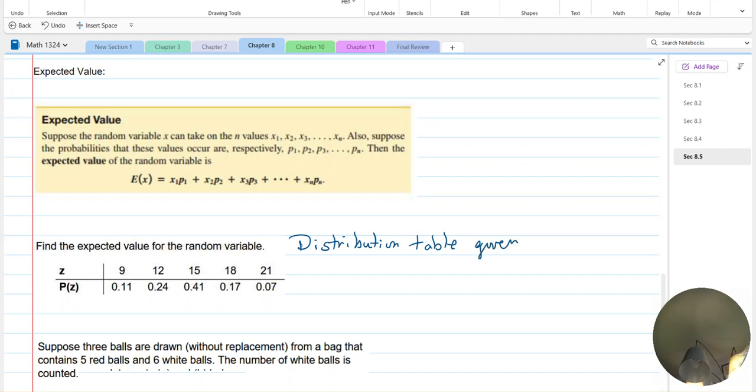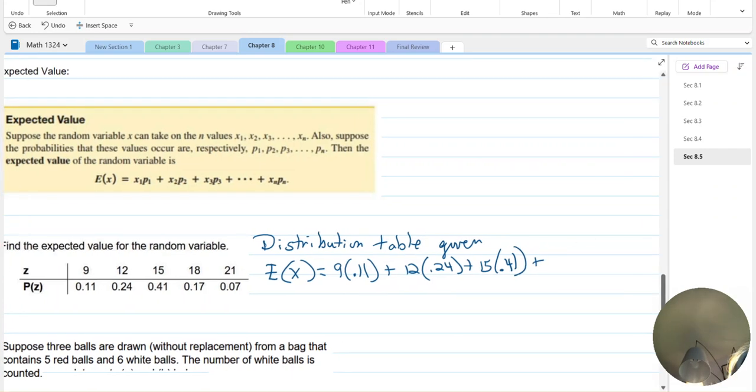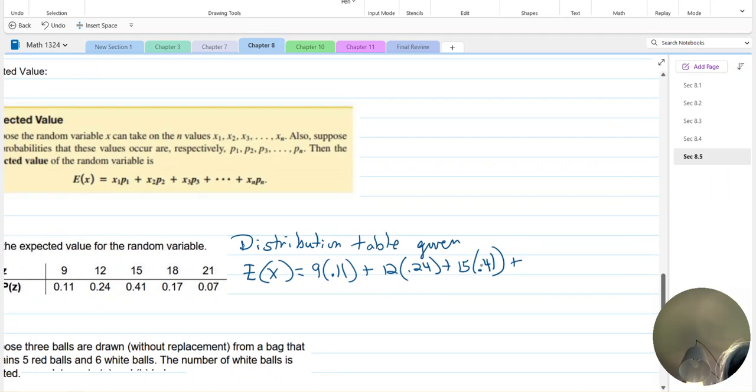So now they want the expected value. The expected value is going to be 9 times the probability of getting the 9, plus 12 times the probability of 24, because it's all addition, plus 15 times the 41%, plus 18 times that probability, 17, and of course the last one, which is 21 times the 0.07.